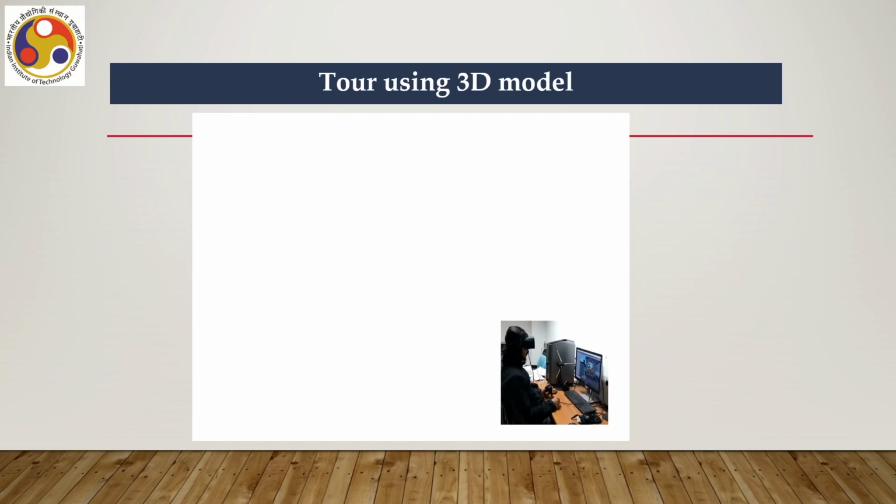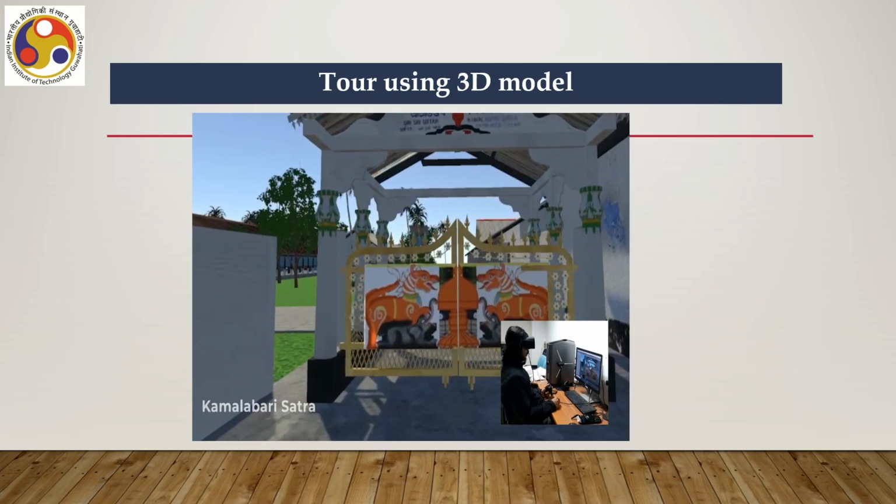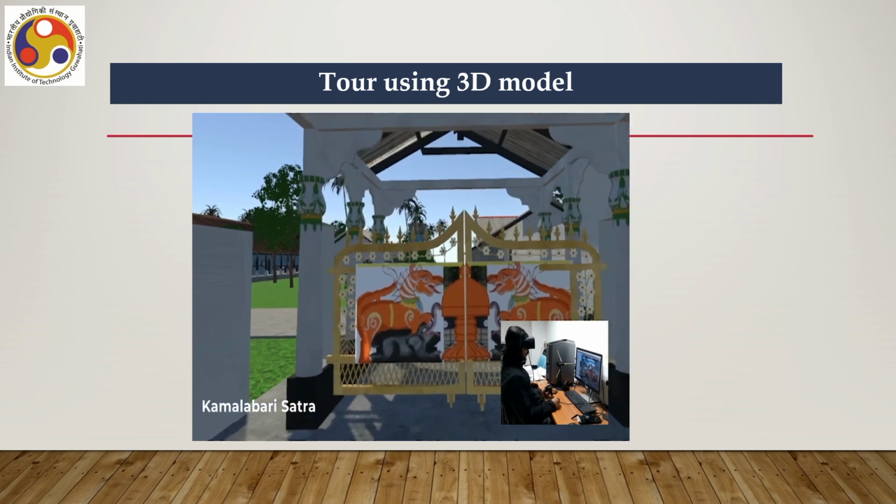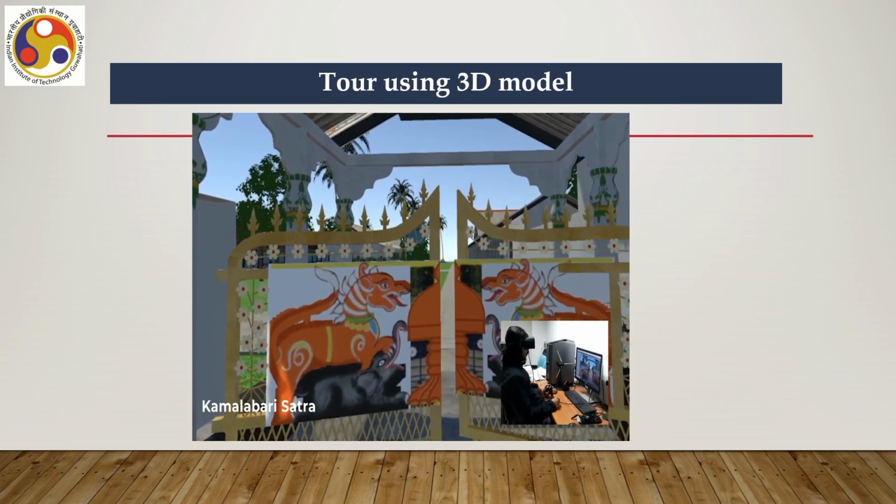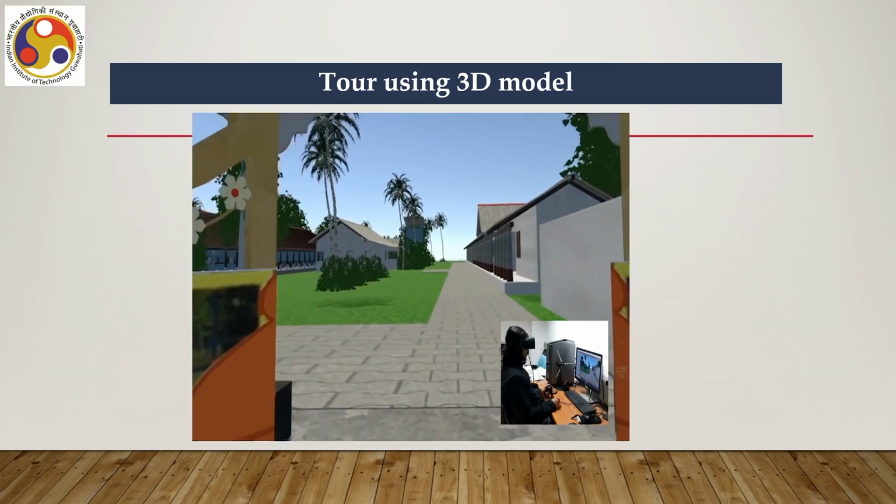implementation is the tour using a 3D model. Earlier we used 360-degree images and videos to create the experience. Here we used 3D models to create the experience. As you can see here, the model of the entrance to a satra is created and used for the experience, unlike the previous case where we used the actual 360-degree images. This is for Kamalabadi Satra, a prominent spot on the Majuli island.